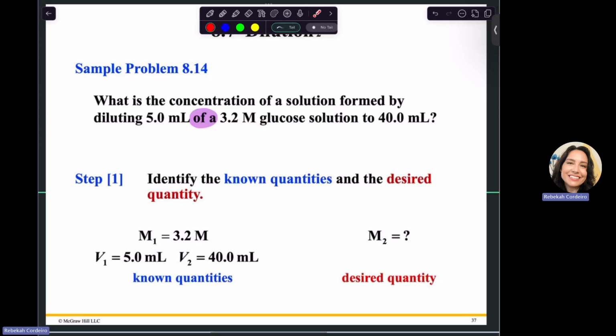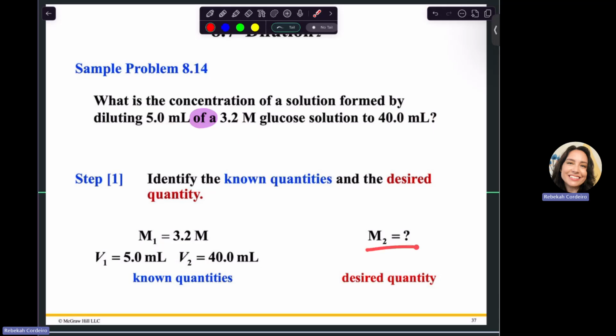So we cannot just read the numbers in the order in which they're written. In this case, that's a 1, that's a 1, that's a 2. However, I could have given you this information first, and I could have said, I'm making a solution of 40 milliliters. What concentration would it be if I started with 5 milliliters and 3.2 molar? The order of what we're reading doesn't determine which ones are ones and twos. It's the words that describe which molarity goes with what volume, so you really need to read for understanding.